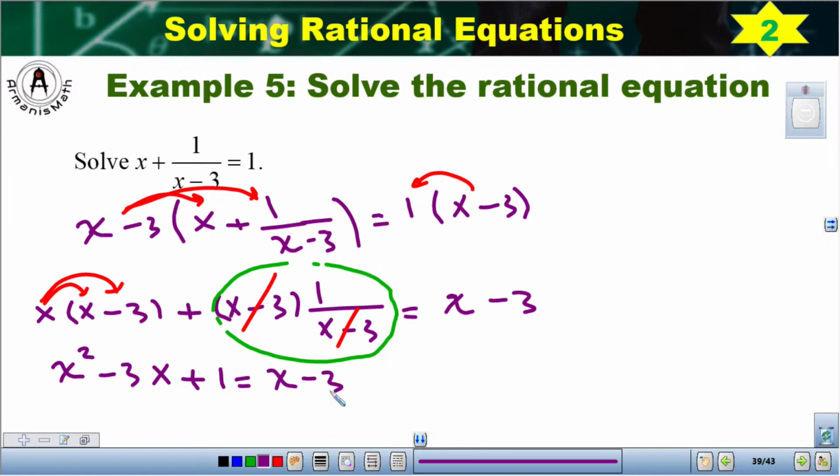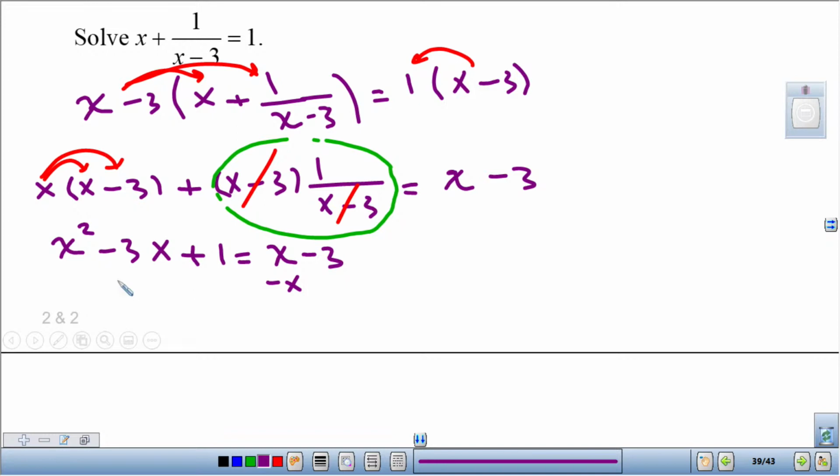Let's keep going here. Be patient. I'm going to subtract x from both sides. And this means I'm going to end up with x squared minus 4x minus 1 equals negative 3. Add the 3 to both sides. You're going to end up with x squared minus 4x, and that's plus 3 here.